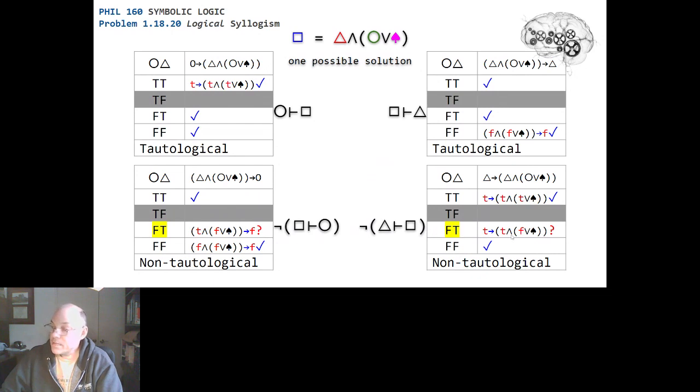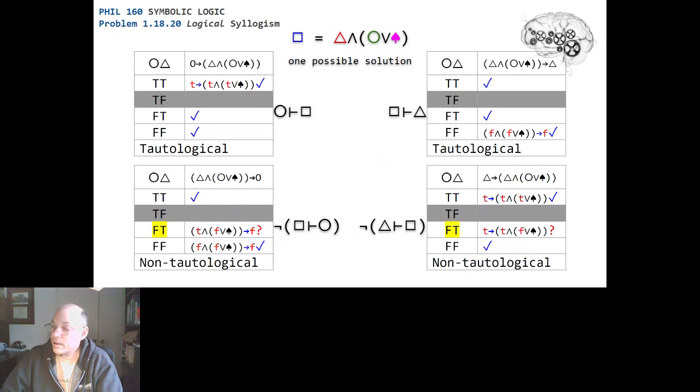And then the other FT, we've got this true only if, and again, we need a false consequent here. We've got a true circle, a true triangle, and a false circle. So we need that spade to be false in order for the or to be false, which gives us an overall false for the conjunction. So that would give us a false consequent. That's what we're looking for. So there is a spade that would give us that, a false spade.